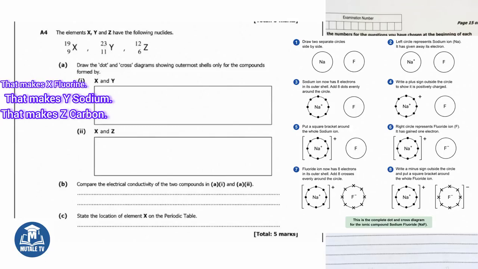The right circle represents the fluoride ion. Since it gained 1 electron, its outer shell now also has 8 electrons. Draw 8 dots or crosses evenly around this circle. Write a minus sign outside to show it is now negatively charged. Put a square bracket around this one too. The 2 ions sit next to each other. That is your complete dot and cross diagram for the ionic compound sodium fluoride.